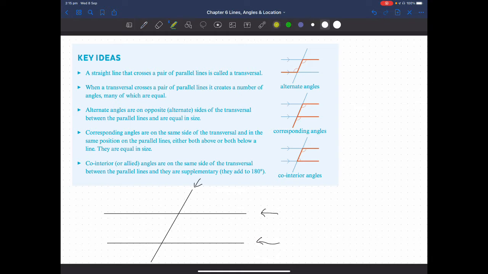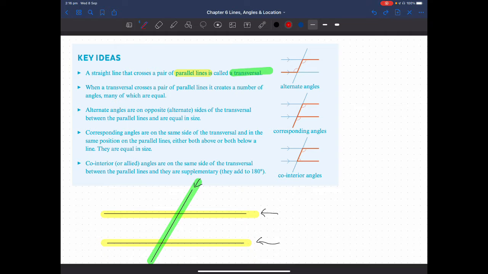The parallel lines I have now highlighted in yellow, and the line that cuts the parallel lines is called a transversal. I have highlighted the transversal in green.